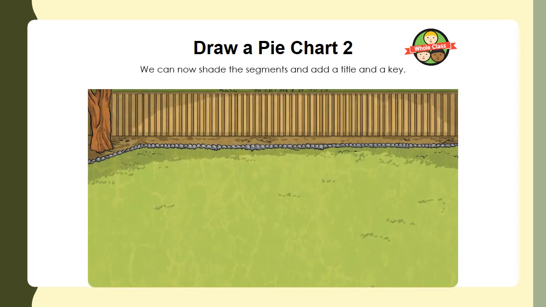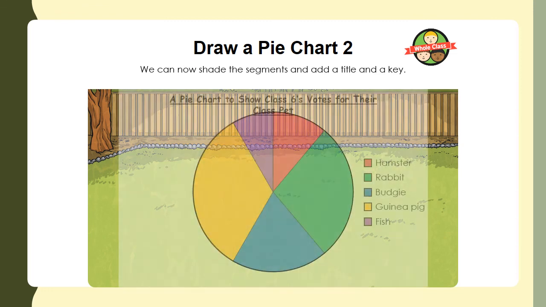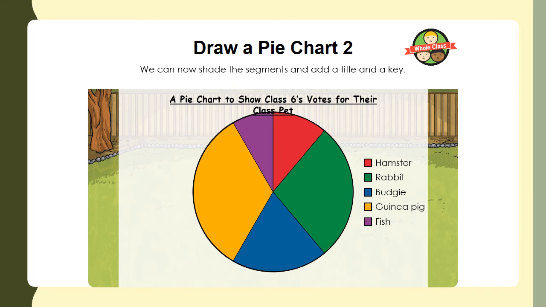But we're not quite finished yet. We still need to shade the segments and add a title and a key. So here is a title that we could use for our pie chart. And here is a key. You might choose to use different colours, and that's perfectly fine too.